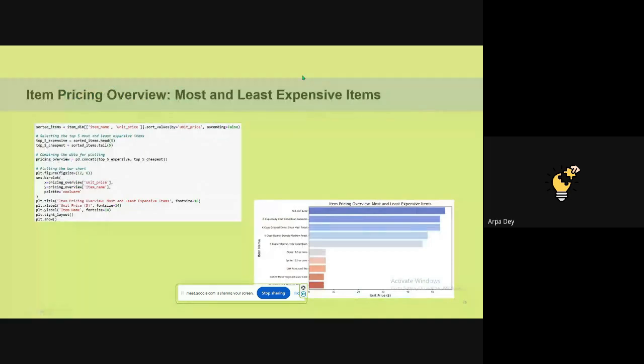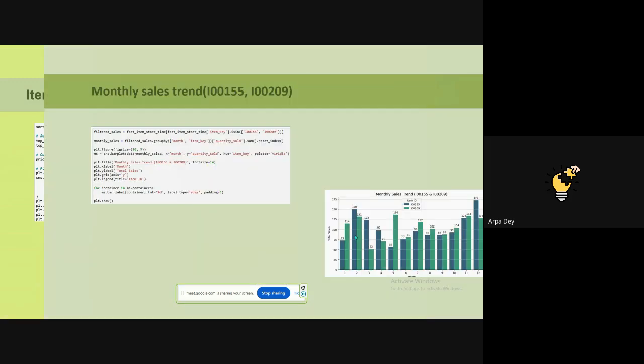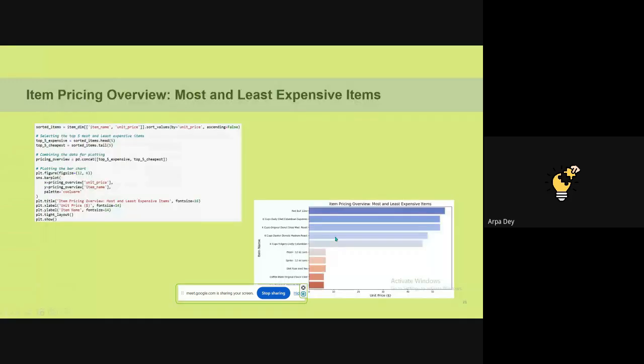Item pricing overview. Here I have used the item name and unit price of the products, and sorted them in descending order, and I have used the head and tail functions to find out the top 5 and least 5 expensive items in our inventory. As we can see, Red Bull is the most expensive item, and Blue Diamond almonds are the least expensive item in our inventory.